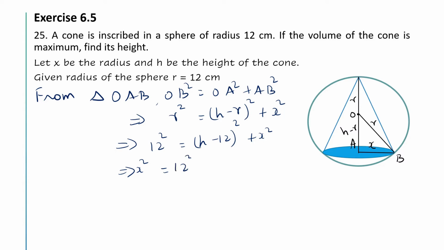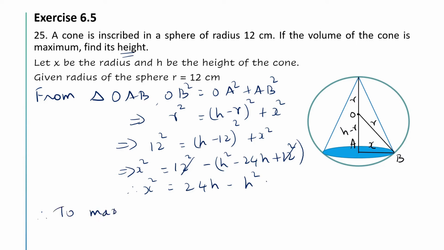So let us simplify and find X square. 12 square minus of H square minus 24H plus 12 square. So here these two will go, plus 12 square minus 12 square. So from this we get X square is equal to 24H minus H square. Here we have to find the height of the cone when its volume is maximum. Therefore, to maximize the volume of cone.